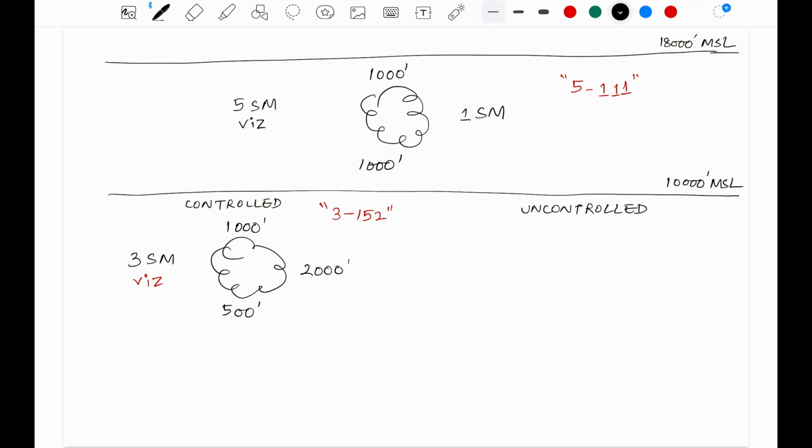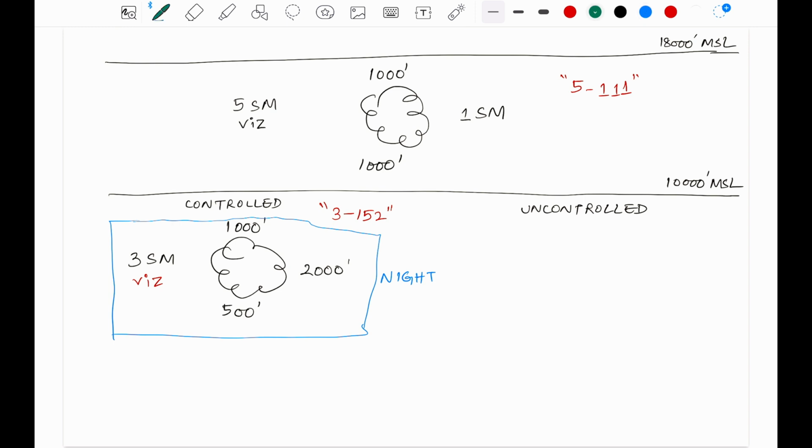At night time, the visibility requirement is 3 statute miles and cloud clearance is 1,000 feet above, 500 feet below, and 2,000 feet horizontally. So this is the nighttime requirement for both controlled and uncontrolled airspace, and whether you are above or below 1,200 feet AGL. Now, there are two exceptions to remember here.